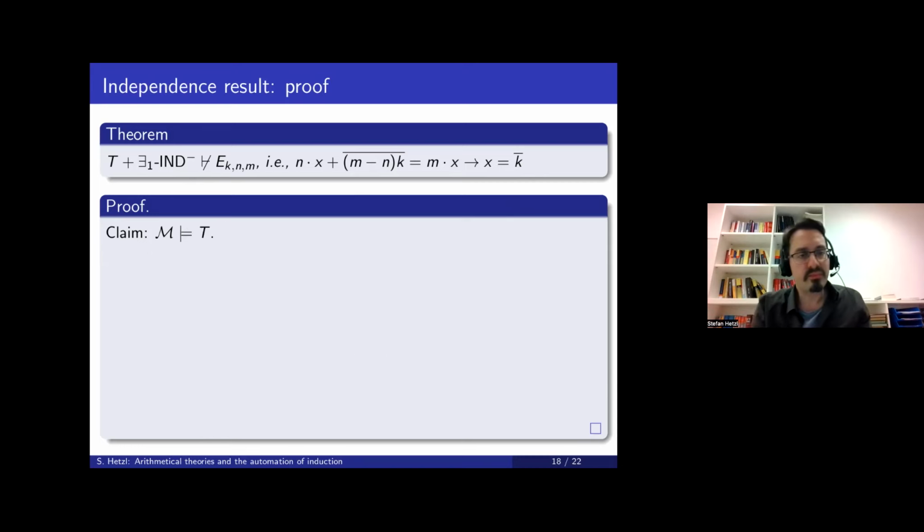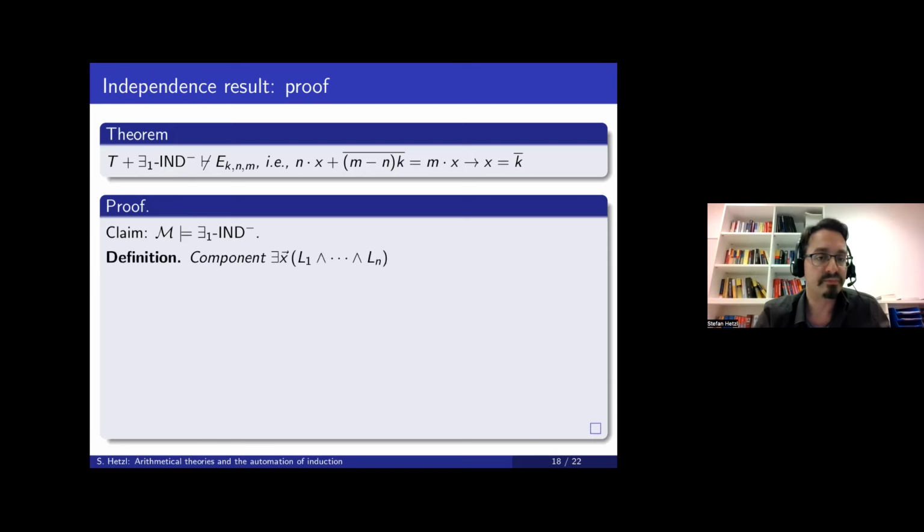Then we have to show that the model satisfies these basic axioms, but that's quite straightforward. Things like commutativity of addition, we can verify by looking at it. The most interesting part is to show that the model satisfies the parameter free existential one induction. And this is indeed a bit involved. It essentially amounts to understanding what kind of things we can define with these existential one formulas in a parameter-free way.